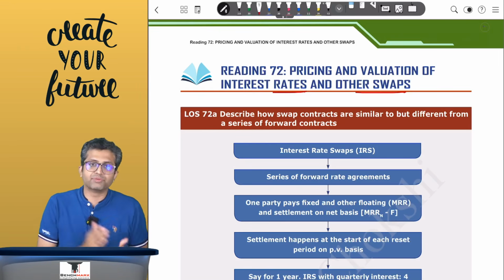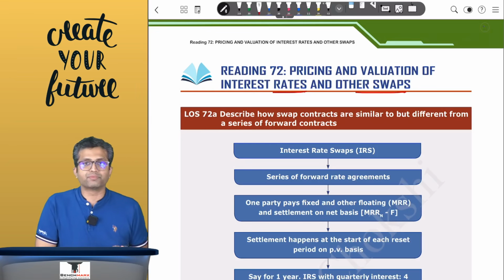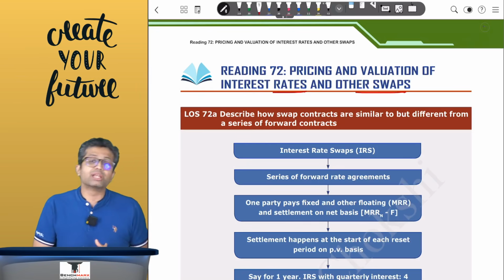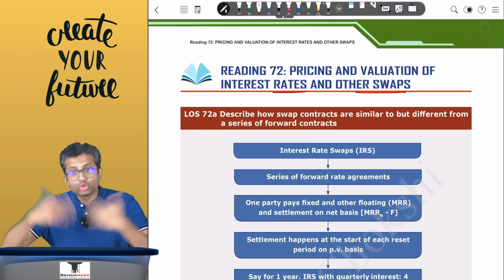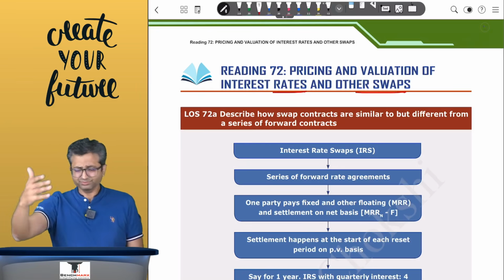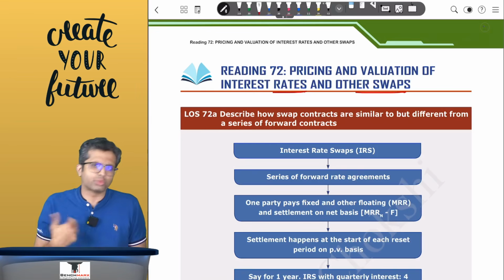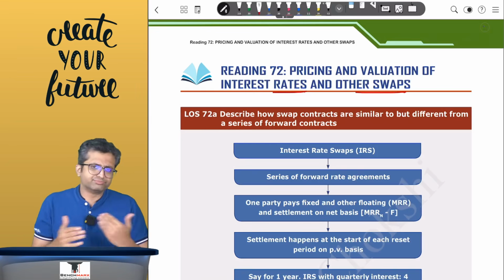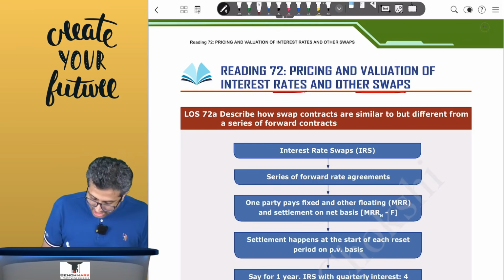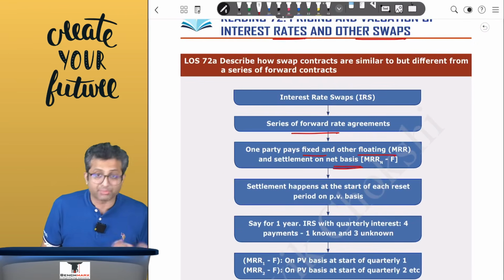For example, you are a fixed rate buyer, you have agreed to pay a fixed rate of let's say 5%, and the rate becomes 6%, in which case you will get a net 1% into 6 by 12, but you don't know what the rate will be 6 months later. Let's say the rate becomes 7%, then 7 minus 5, 2% you will get. Now later it might become 4%, in which case 1% you might have to pay. So an interest rate swap is like a series of forward rate agreements. It's a series of FRAs. One party pays fixed, another party floating, and settlement happens on a net basis.